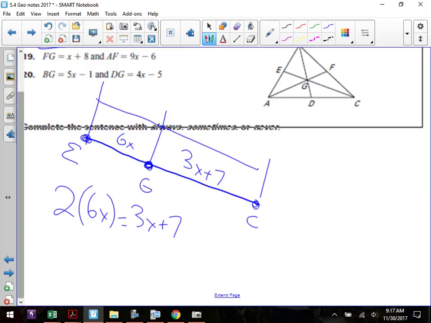That was 7, wasn't it? Yeah. So what's 2 times 6x? 12x. Subtract 3, and x equals 7/9. Just like we said before, guys, it's okay to get fractions.